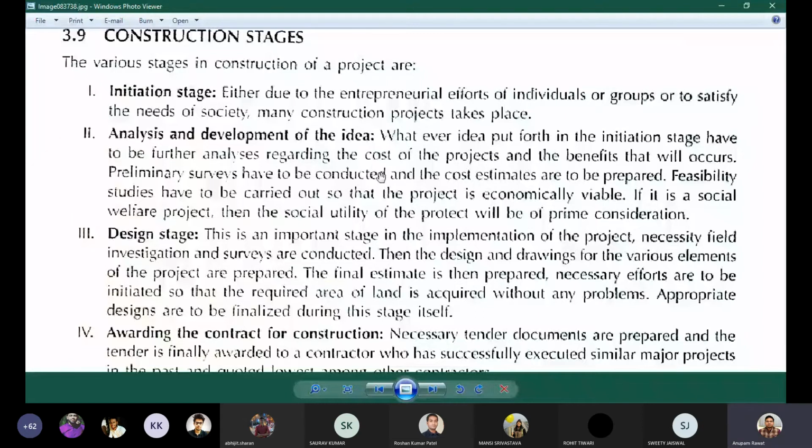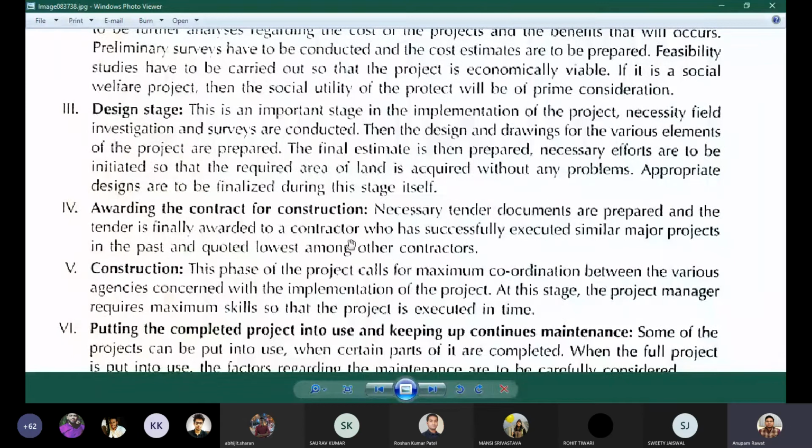After that, the design stage is there, which is an important stage in the implementation of the project. Site investigation and survey is conducted, then the design and drawings of the various elements of the project are prepared. The final estimate is then prepared, and if necessary, efforts are to be initiated so that the required area of land will be acquired. Then after that, awarding of the contract. Notice inviting tender is brought, tender documents are prepared, and the contract is awarded to the successful contractor.